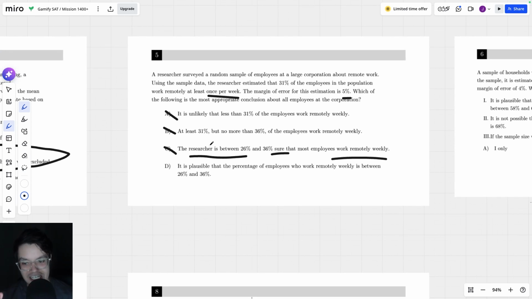And then finally, we have D here. It is plausible that the percentage of employees is between 26% and 36%. This word plausible is a really good word for these questions. That's typically the word that is going to be in the right answer, not all the time, but most of the time. So for that reason, that's what we're looking for. It's plausible that it can be between this amount, but not 100% sure.